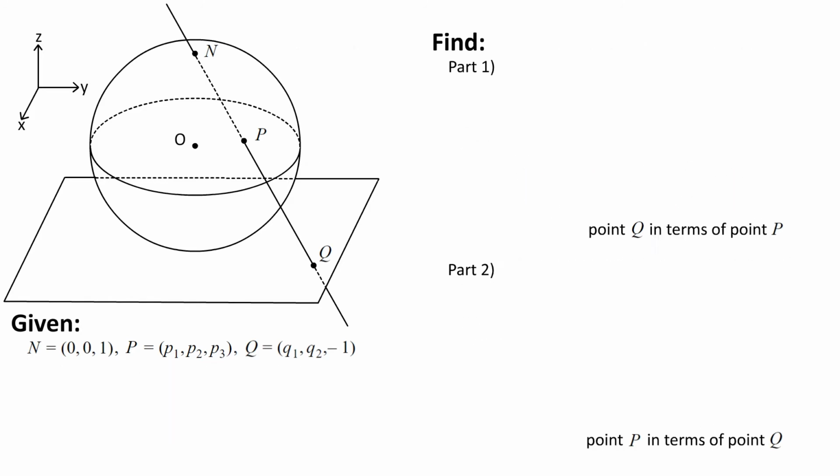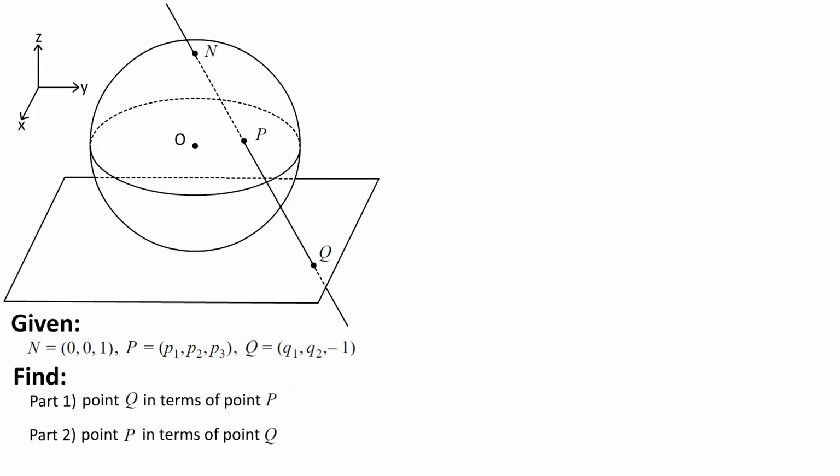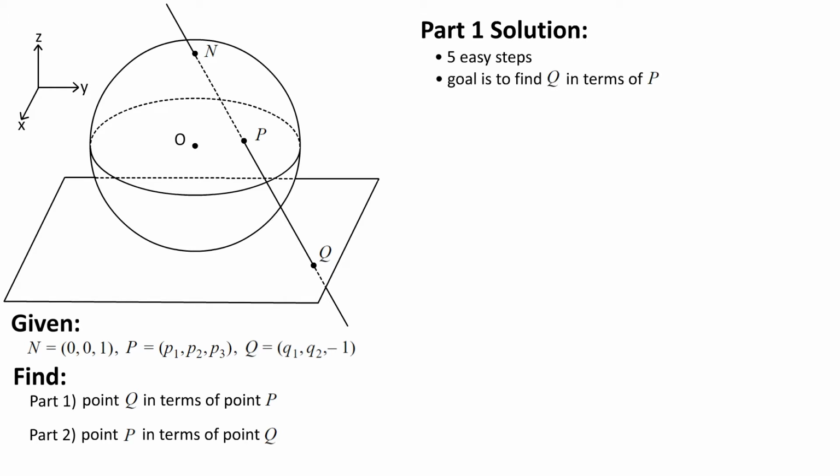Alright, let me clean up the screen a bit. Now you can see what is given and what we want to find at the bottom left corner. Finally, here on the right hand side is where we're going to start the solution for part 1. I've broken up part 1 of this exercise into 5 easy steps. Remember, to project the point P, our goal will be to find Q in terms of P.